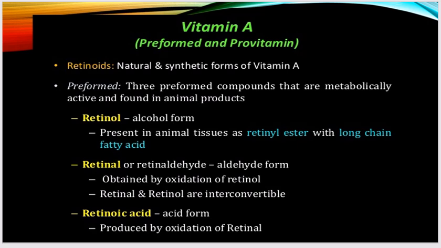All three forms of vitamin A have a common trimethyl cyclohexenyl ring, also known as the beta ionone ring, and all-trans isoprenoid side chains with alternate double bonds.